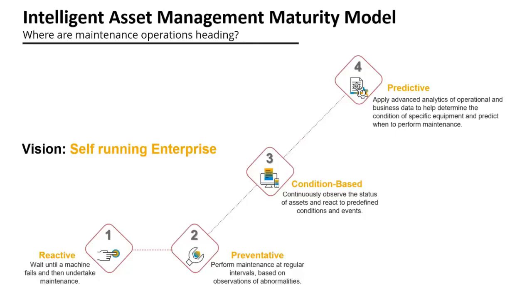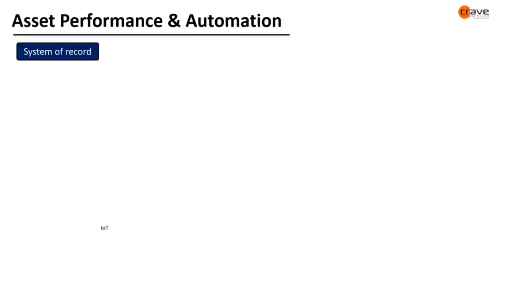So we have created 39 questions, which, once you answer them, allow us to identify where you are on the maturity journey. You might be in between reactive and preventive, or between preventive and condition based, and may not be exactly at one stage, but it helps us to help you identify where you are. And then we can create a journey map for you. I'm going to talk about that in the next slide.